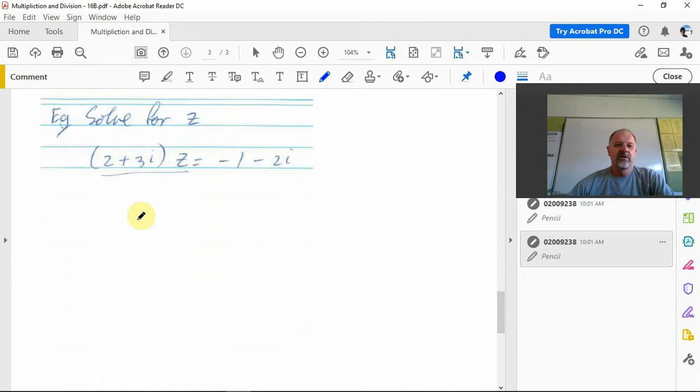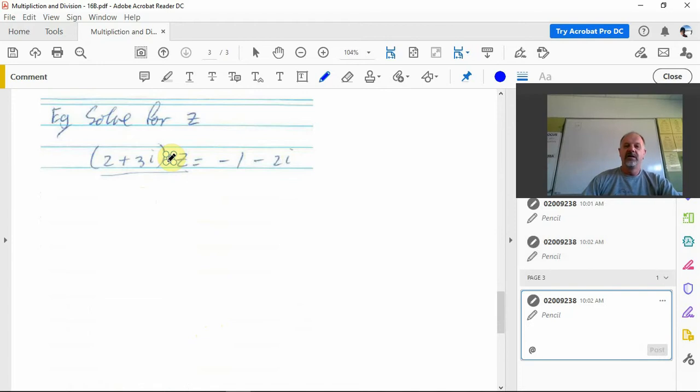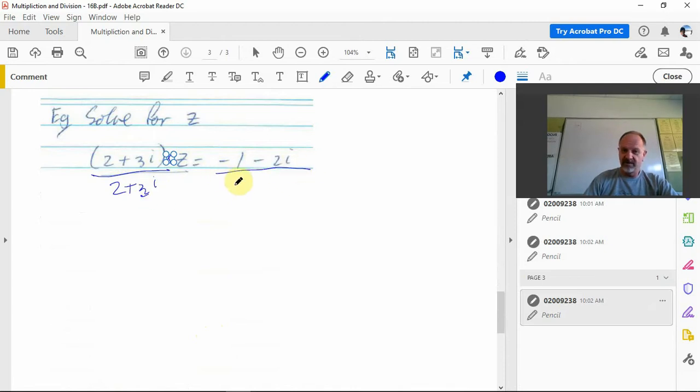So here we've got solve for z, and here we've got this times this. And so if it's that times that, normally what would we do? We'd divide by 2 plus 3i both sides. Just exactly the same kind of thing as if we were doing, say, 2x is equal to 3. We would divide by 2 both sides. So again, we're using the same techniques that we would do.